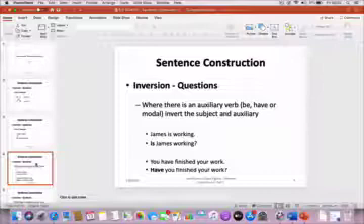Second example here, you have finished your work. In this case, have finished is the present perfect. We invert the auxiliary and the subject and it becomes, have you finished your work?